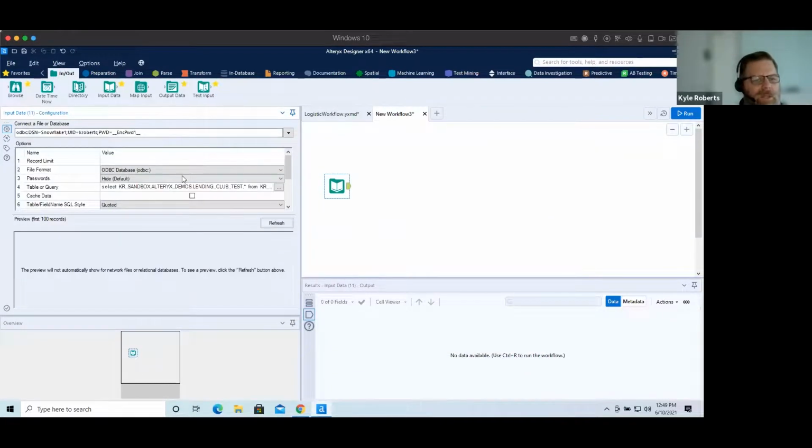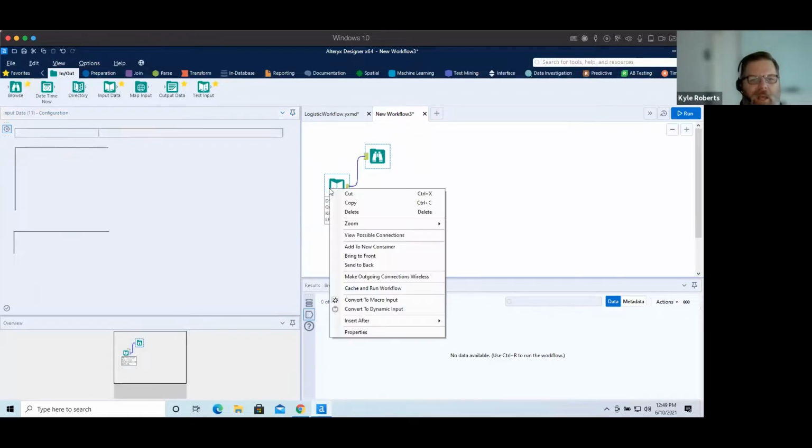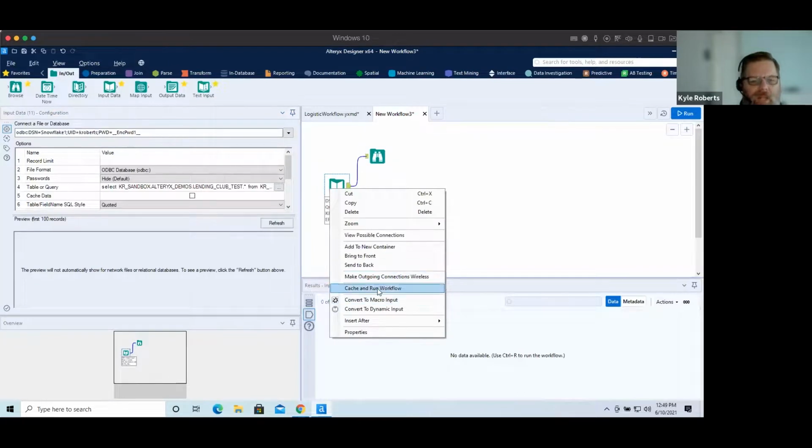All right, and there's all my information out of there. The password is encoded inside of that. Let's go ahead now to browse, and then I'm going to cache this so I don't have to ping Snowflake every time.